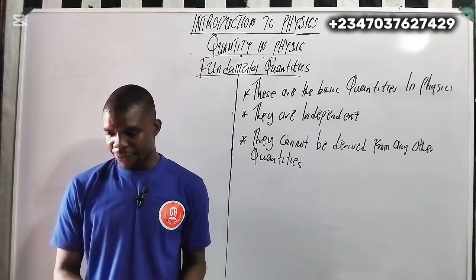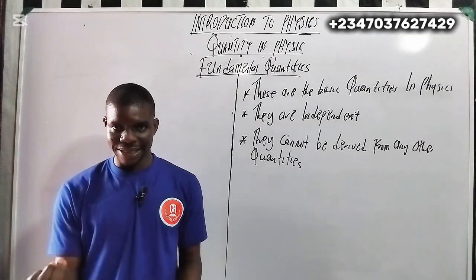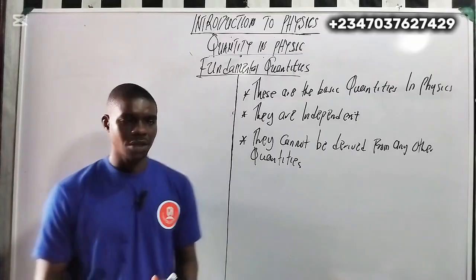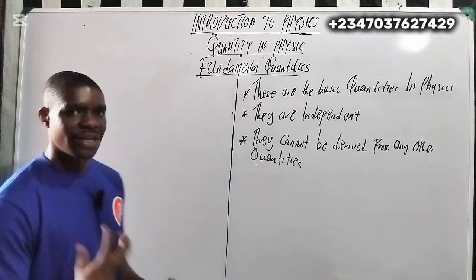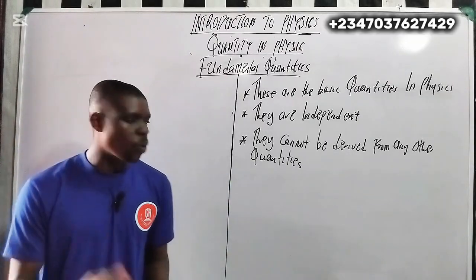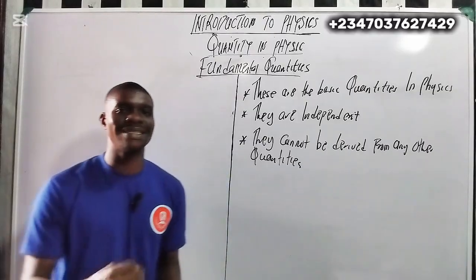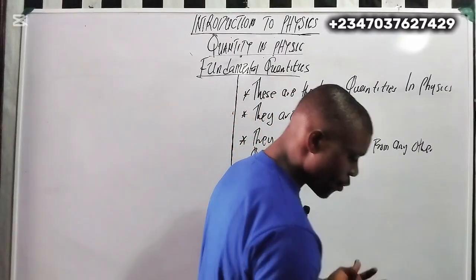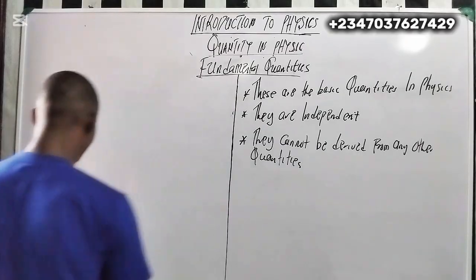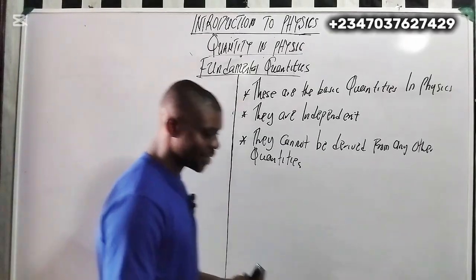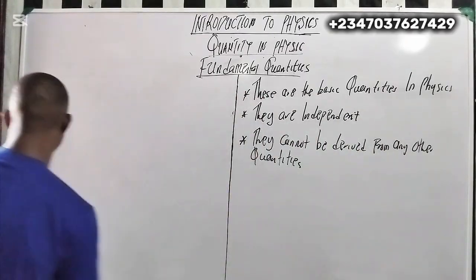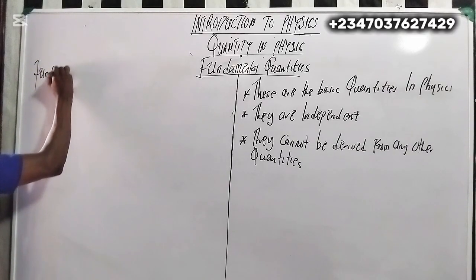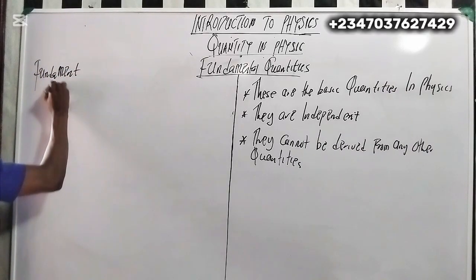Please take it down. They are quantities on which other quantities depend. And we have many of them, right? So we have many of them, which I'm going to draw a table for you. So we have to draw a table here. Here we have the fundamental quantities.